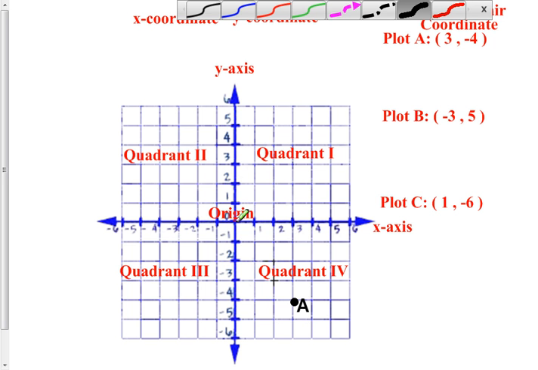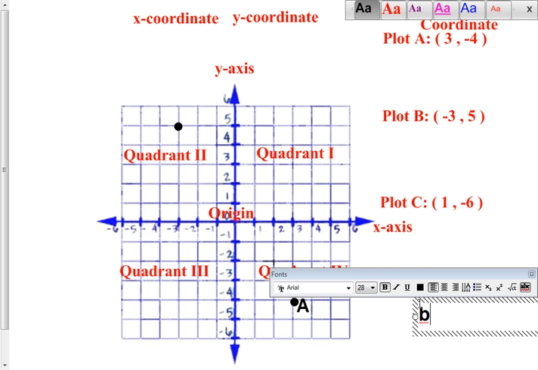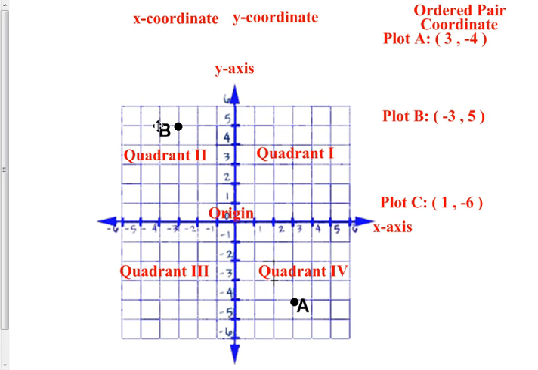Negative 3 is the x value, so we always move left or right first. In order to get to negative 3, we need to move to the left 3 units. 5 is my y value. In order to get to 5, we'd move up 5 units. So there would be my plot or my coordinate for plot B. Again, go ahead and label that plot. And here's plot B.